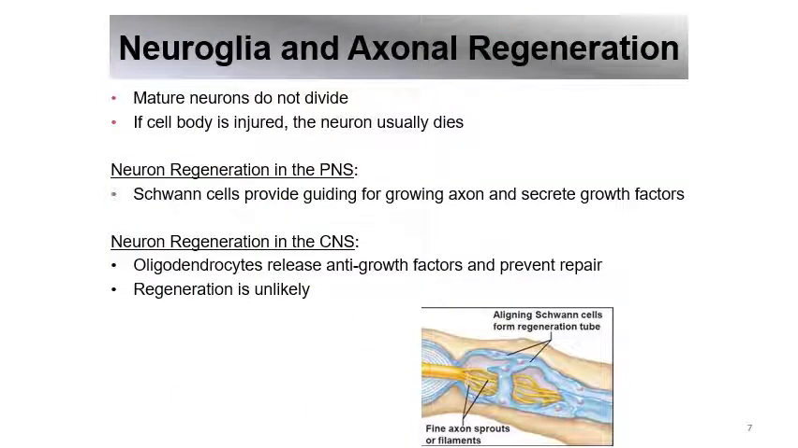Now, both the Schwann cells and the oligodendrocytes are making the myelin sheath, but there is a very big difference between the two. So the Schwann cells, once again, they're in the peripheral nervous system, the nerves in your arms or your legs. They help to guide growing axons. They secrete growth factors, but they also help to repair neurons. Okay, so if you have an injury, let's say in your arm, and your nerve gets damaged, the Schwann cells are actually going to help to repair it by releasing these growth factors.